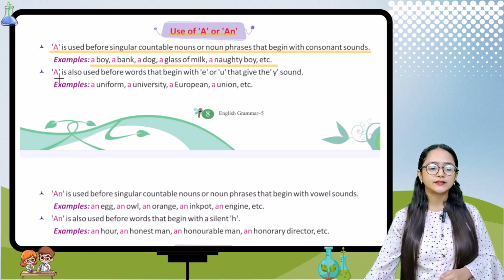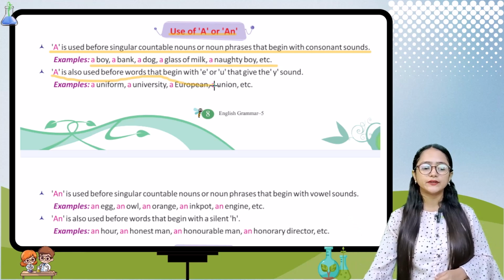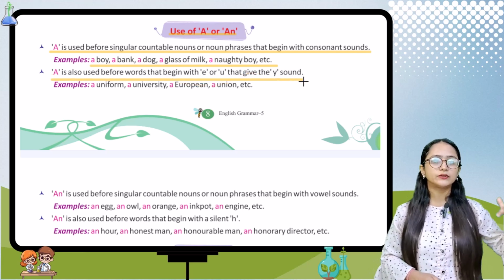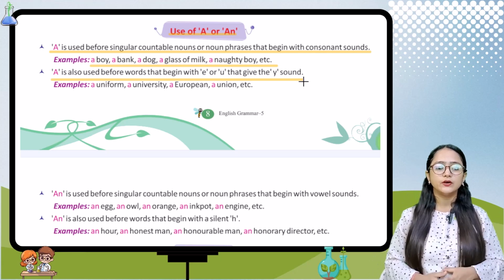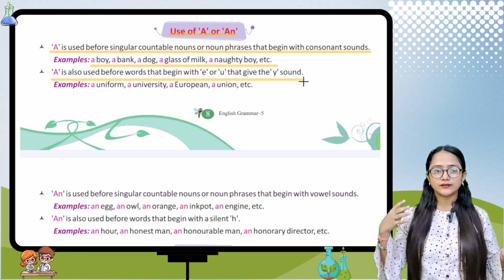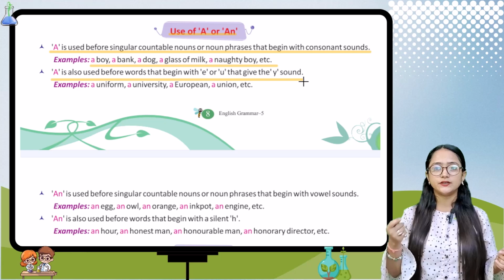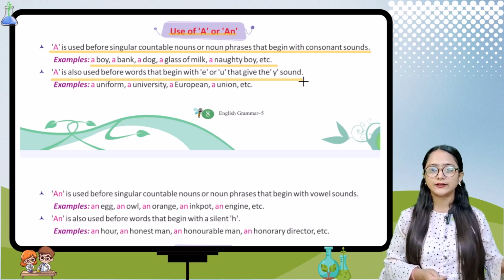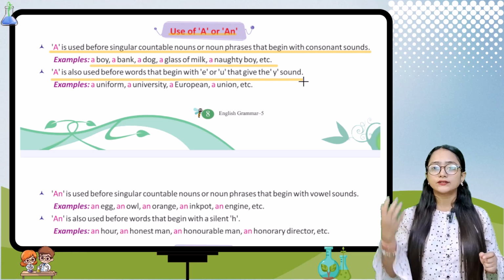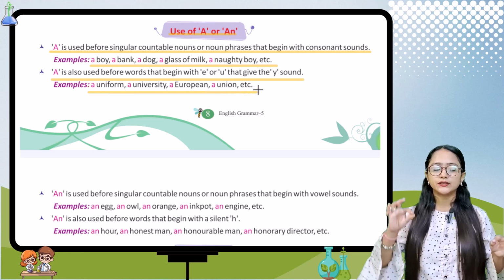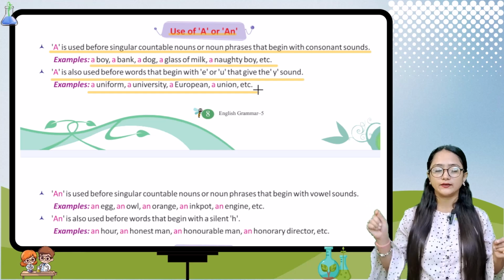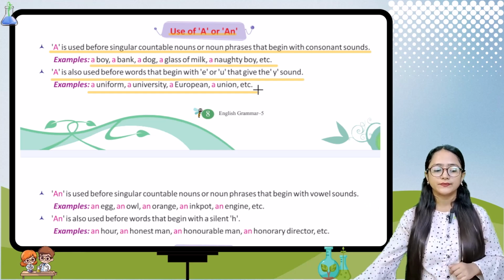Now the next thing is that a is also used before words that begin with e or u that give the y sound. It carries the y sound, that means the consonant sound, not the vowel sound. If you assume that the first letter is e or u, so it is a vowel and you have to put an, no, it is wrong. It is carrying the y sound. For example, a uniform, a university, a European, a union, etc. So these all carry the y sound, uniform, y. That's why you have to put a before it.